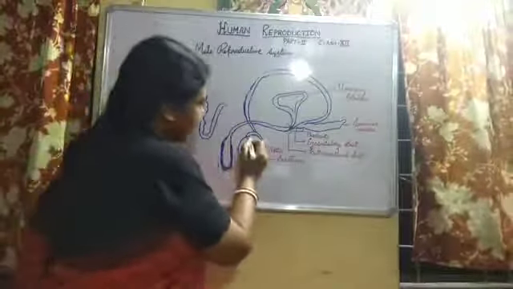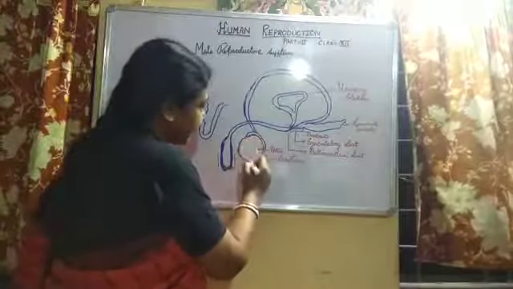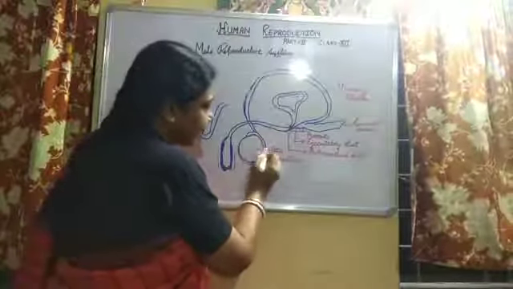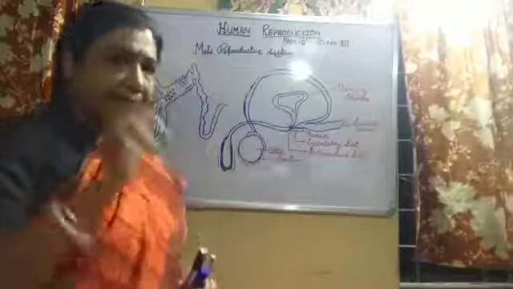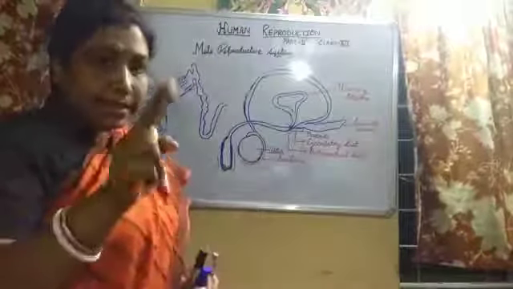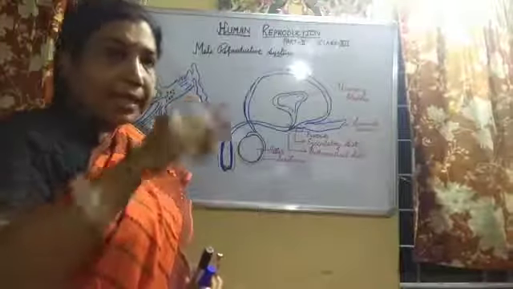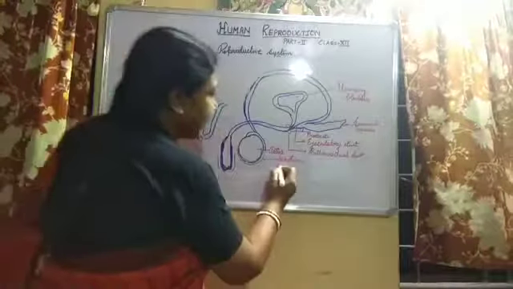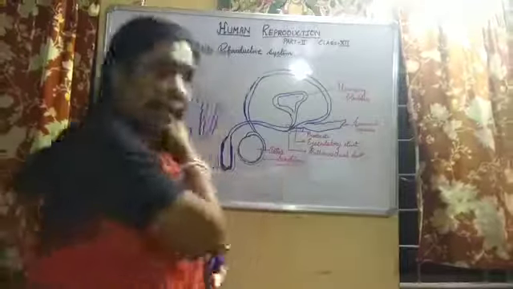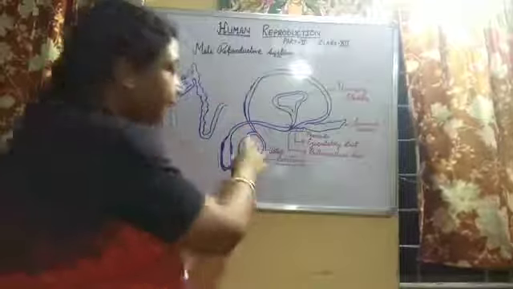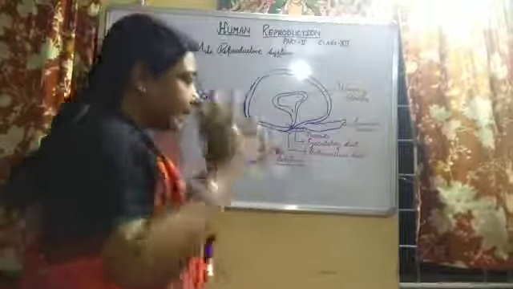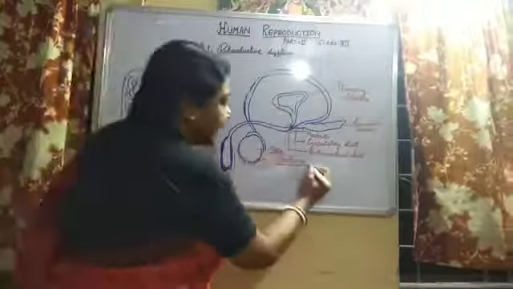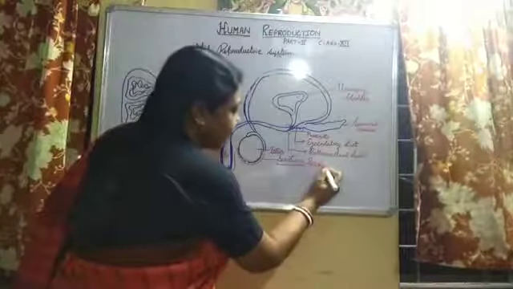Now see children, this part is representing the testis. A pair of testis is enclosed or placed in a sac-like structure, and that sac-like structure is known as the scrotum sac.